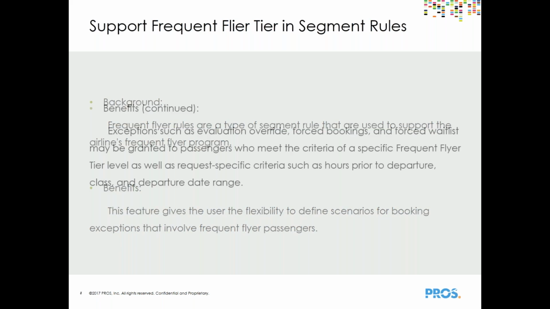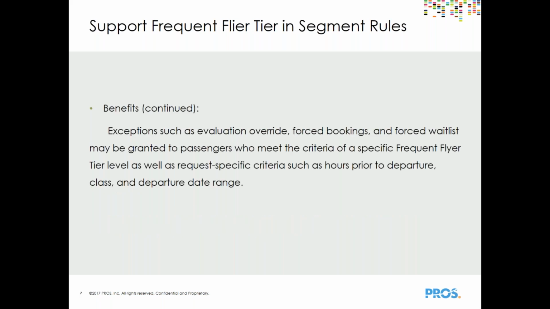Well, basically through this feature, it'll allow the user to define various scenarios for booking exceptions involving frequent flyer passengers. And really to expand on the kind of exceptions that you can now configure, the user is now able to set exceptions such as evaluation override, forced bookings, and forced waitlist. And these exceptions are able to be granted to passengers that meet the criteria of a specific frequent flyer tier level.